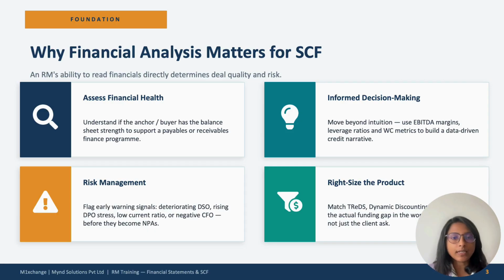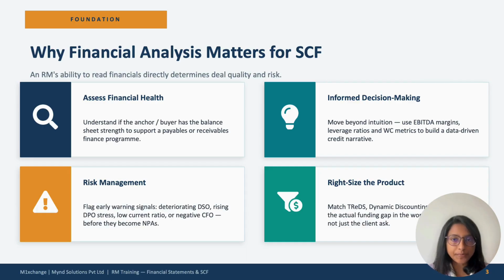One is to assess their financial health. You understand if the buyer has the balance sheet strength to support the supply chain finance program. Okay. Then you can make an informed decision beyond your intuition, actually, using their operating margins, using their leverage ratios. Okay. So that helps you to build a data-driven credit narrative.